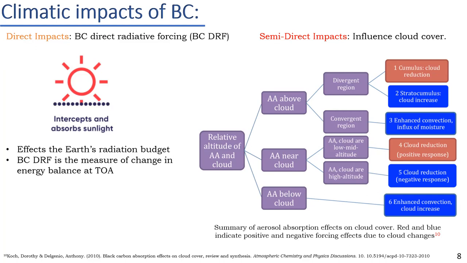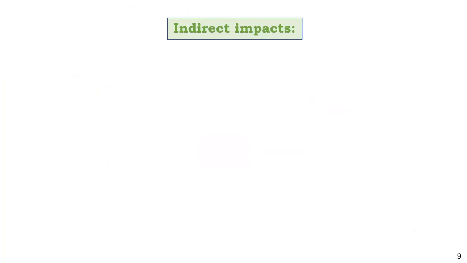In the downwind region, it depends on which type of clouds it is interacting with. If we have cumulus clouds, then it leads to cloud reduction. If we have stratocumulus clouds, it leads to cloud increase. Another is indirect effects.